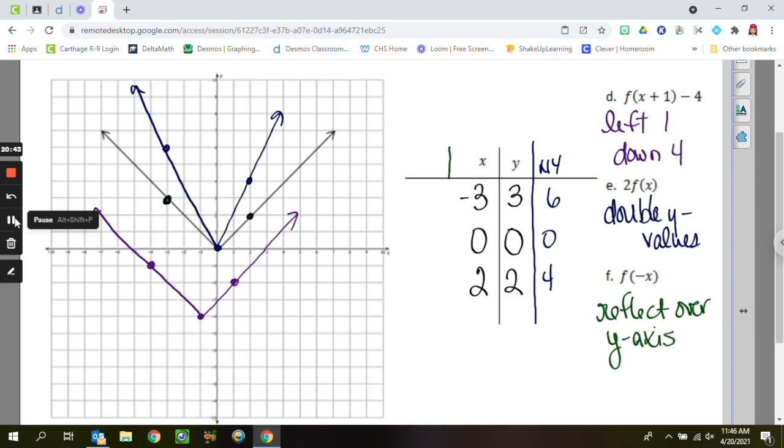So our new x's in this case are 3, 0, -2. So 3, 3, 0, 0, and -2, 2. So did the graph change? No. On these certain functions, reflections will not change the look of the graph because of where that line of symmetry is. Okay.